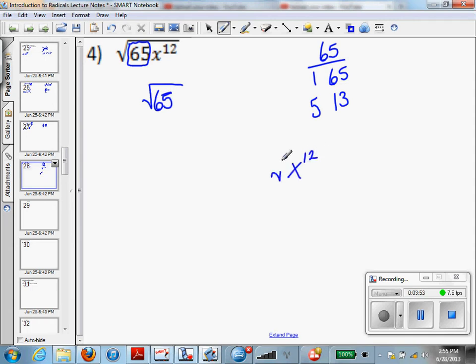And how about x to the 12th? Well, remember, since it's even, we can take our power, divide it by the index of 2, and leave it as 6. So we can actually use 6 as our power and pull it outside of the radical as x to the 6th times the radical of 65.